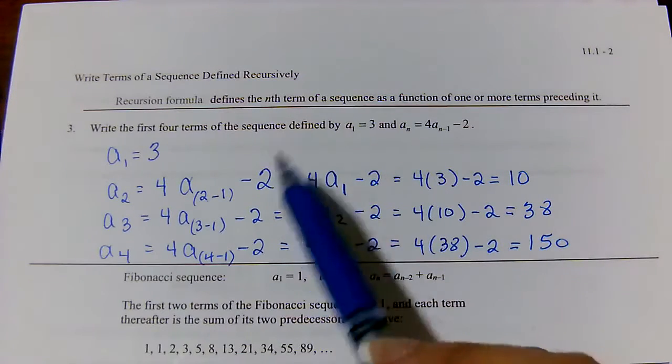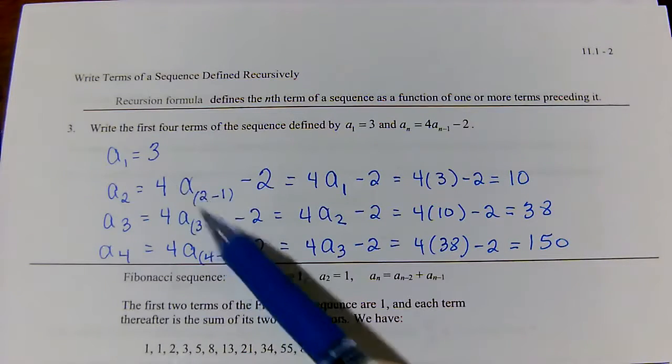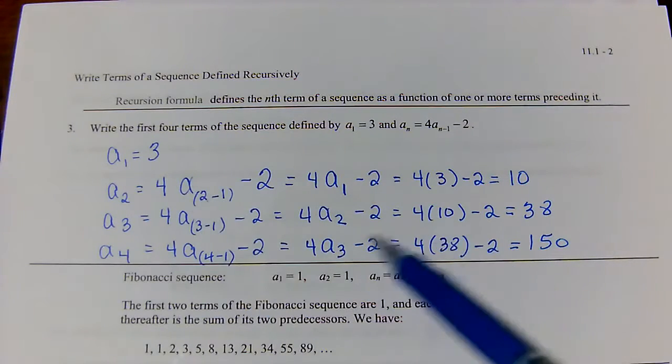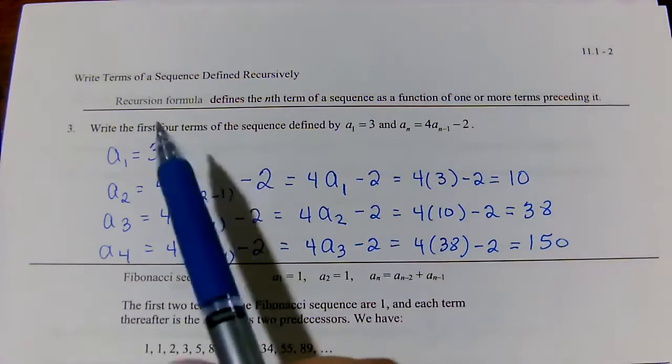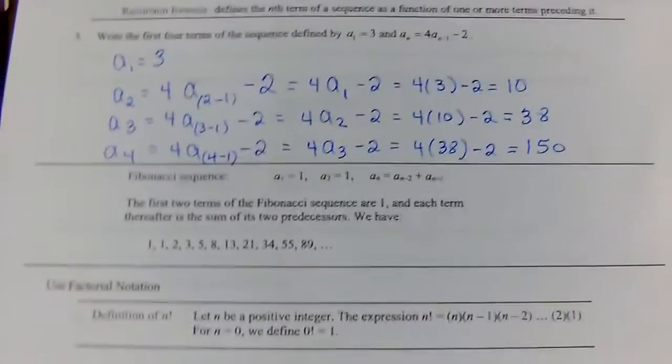Okay, so when you do the recursive formula, all you're doing is basically using the previous answer to get the current answer. You'll always be given A of 1. All right, let's go ahead and go on.